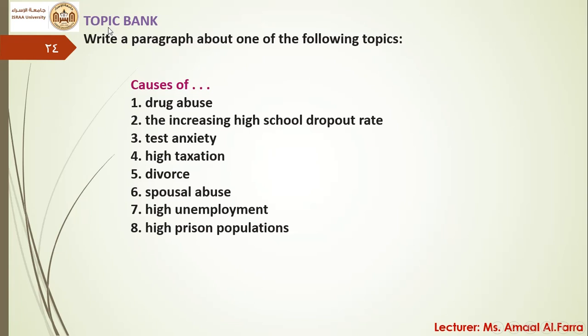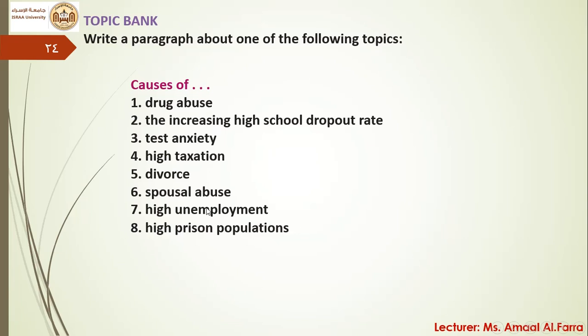Here we have the topic. You are going to write a paragraph with a focus on the causes, as we said before. We have here 8 topics. We have drug abuse, the increasing high school dropout rate. You know what a dropout is? It means running away from school. Test anxiety, high taxation, divorce, spousal abuse, high unemployment, and we have high unemployment in Gaza, high prison populations.